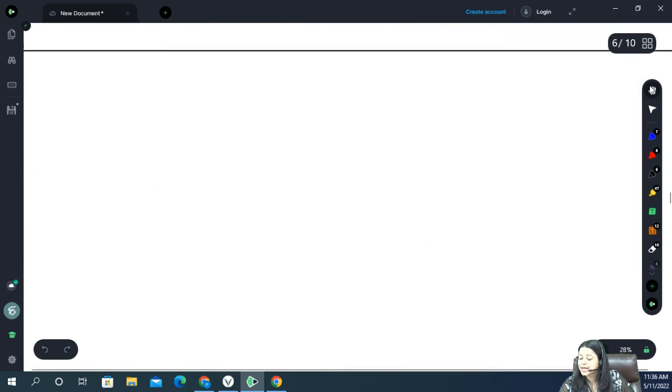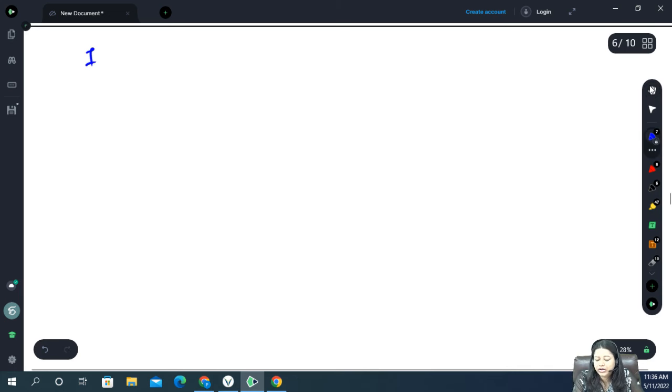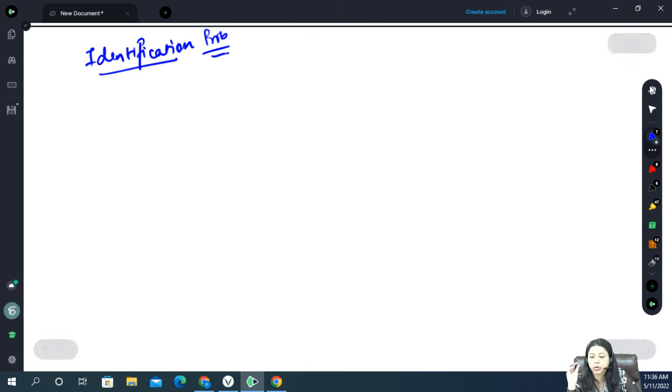Alright. Now the next thing, this might not come in your exam. It actually will not come in your exam. But it's a general, practical concept. There is an identification problem in the market. What is an identification problem? Just understand this. It might seem a little confusing at the start, but it is very simple.